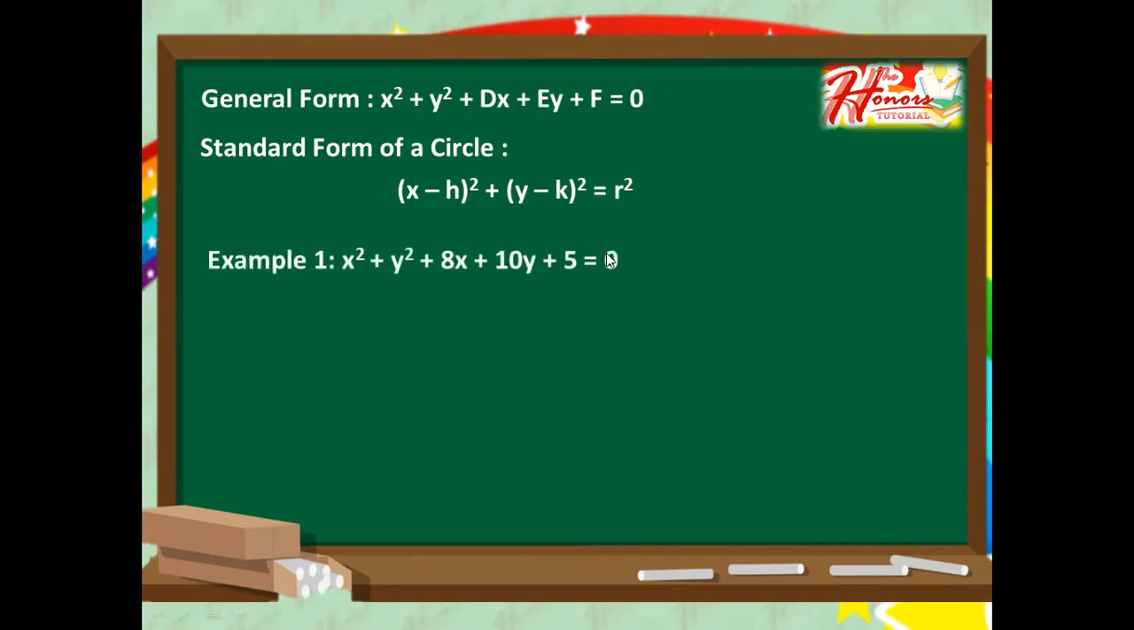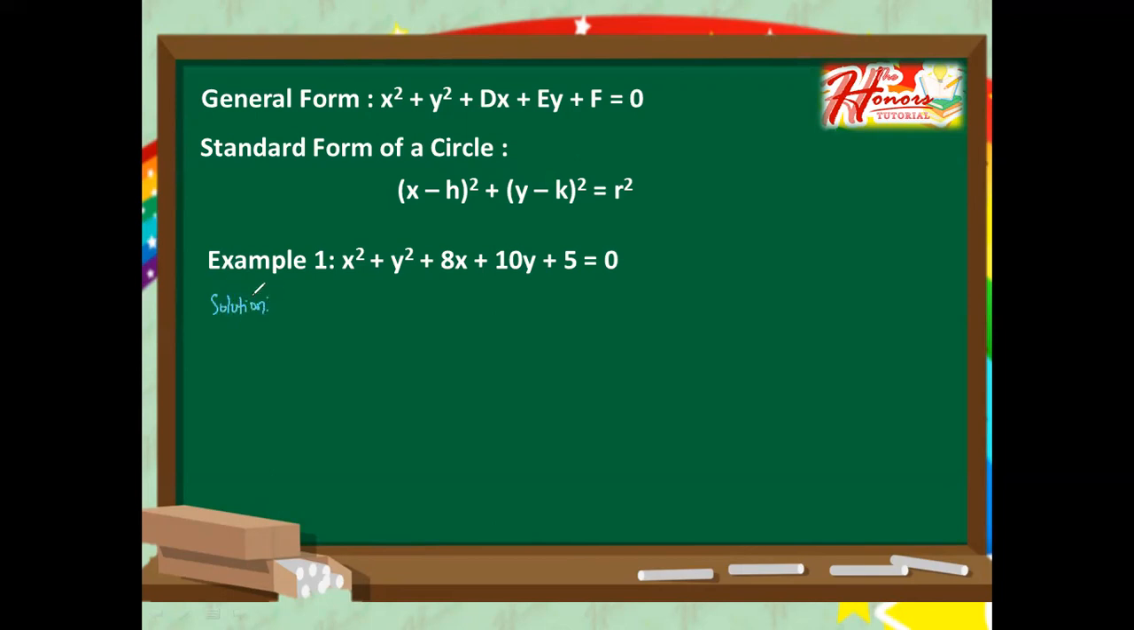So this is our given, and that is x squared plus y squared plus 8x plus 10y plus 5 equals 0. So let's solve this example. While I am solving it, you can use your scratch paper or anything that you will use to solve this kind of equation. Okay? So let's write the solution here.